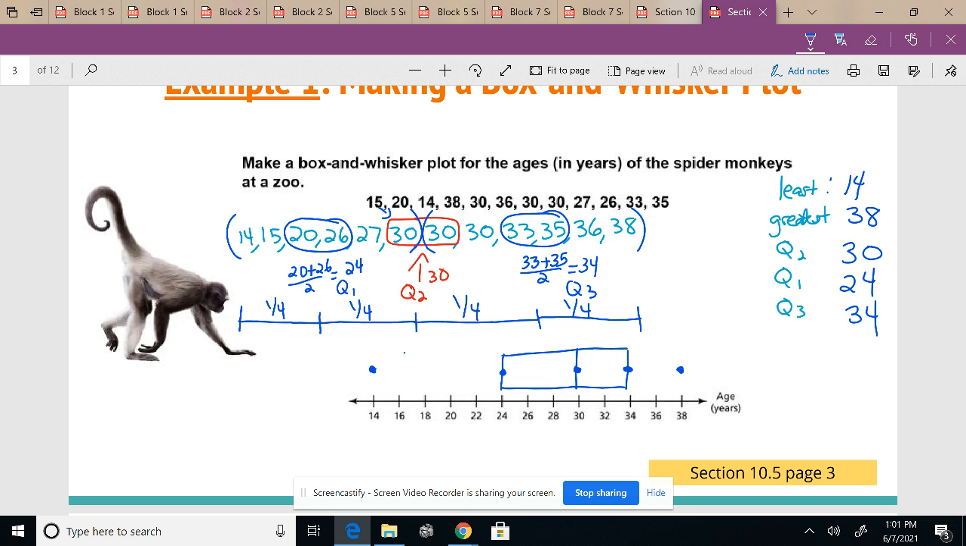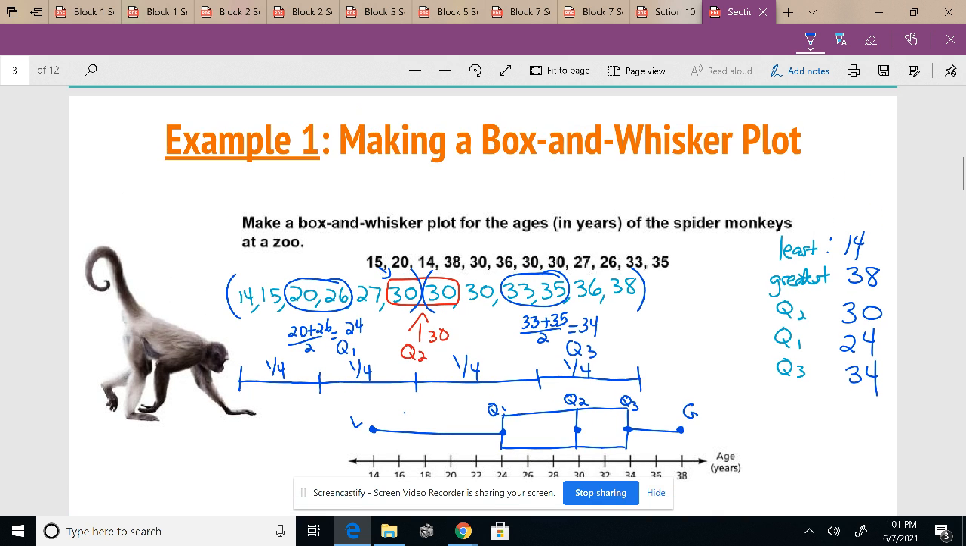Okay. And then I'm going to take this dot here and draw a line to that value and that value. So remember, this is your least, this is your greatest, this is your quartile 1, quartile 2, and quartile 3. Okay. So when you're doing this, remember what it's called. It's called a box and whisker plot.